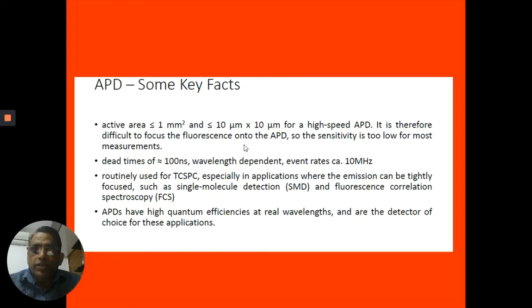Now you have a dead time somewhere around 100 nanoseconds, so you can see the frequency of around 110 megahertz. Routinely, this type of APDs, they use it for TCSPC and FCS applications. APDs have high quantum efficiency at red wavelengths, and are detectors of choice for applications like TCSPC and FCS, and so on. So this is how the PIN diode and avalanche photodiode find application in light detection.